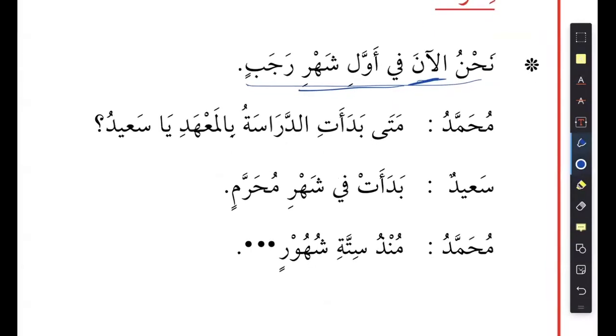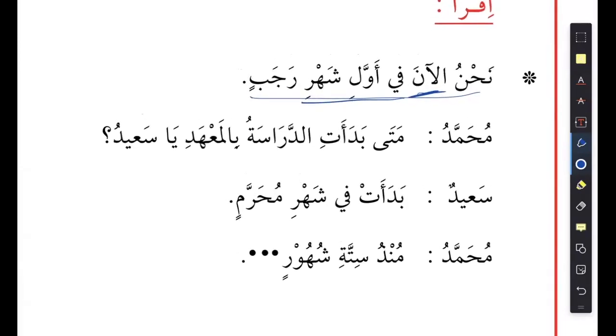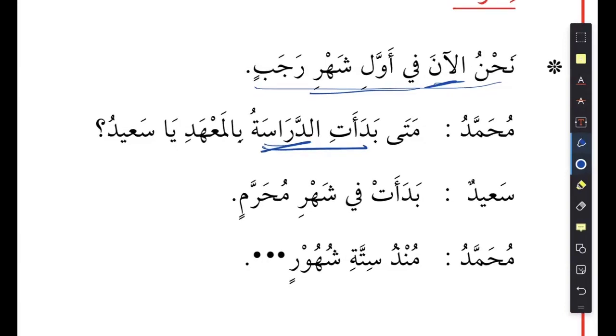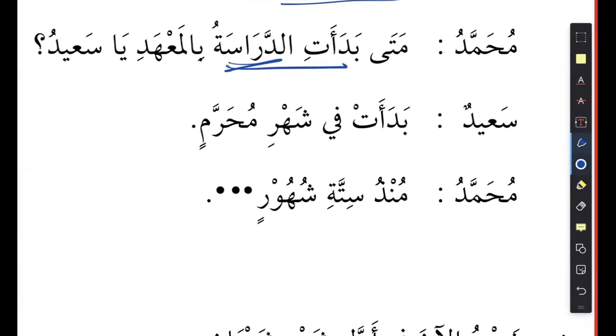Then Muhammad says, متى بدأت الدراسة بالمعهد يا سعيد? Okay, Muhammad says, when did the study start? Study here means the semester in a way. The semester started بالمعهد, in the institute. Said says, بدأت في شهر محرم. So it started, what? It started in the month of Muharram.